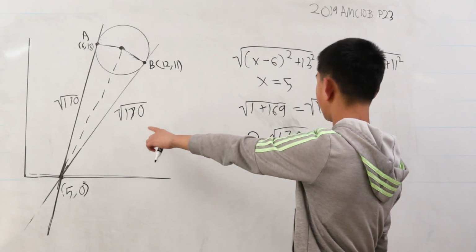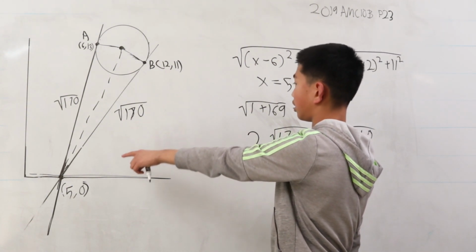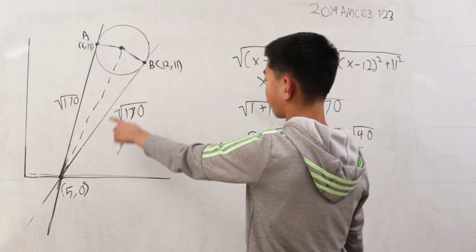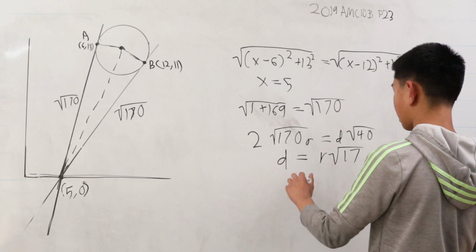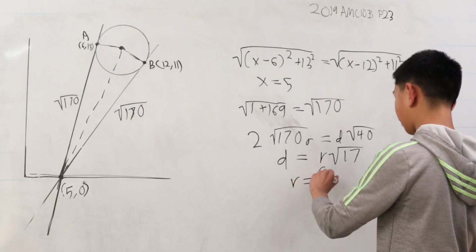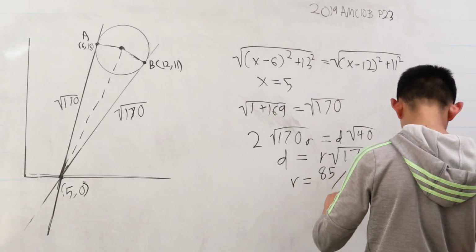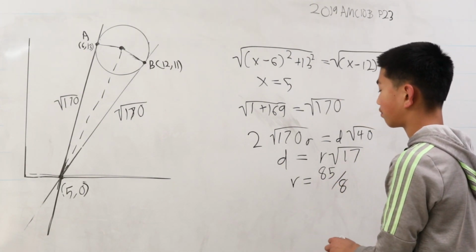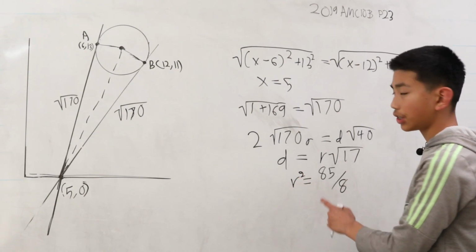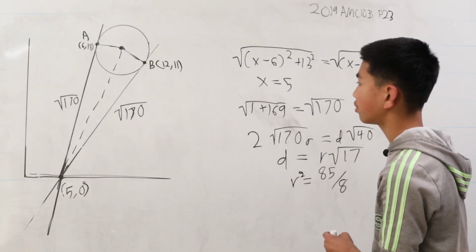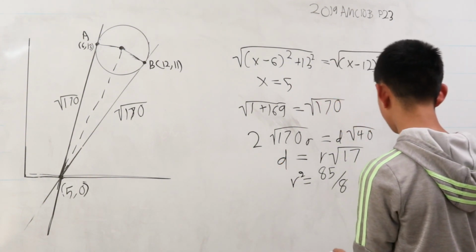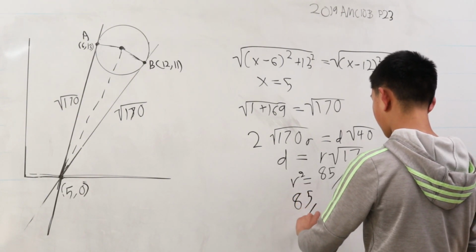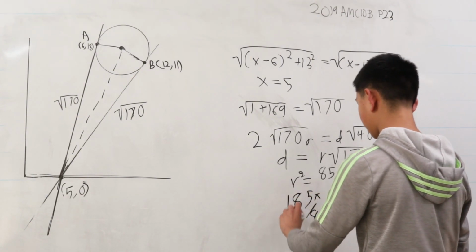We also want to solve for this Pythagorean triangle right here. After solving for this hypotenuse, we get that r squared is equal to 85 over 8. Since the area of a circle is pi r squared, we just have to multiply 85 over 8 by pi to get our answer. That's our answer. We're done.